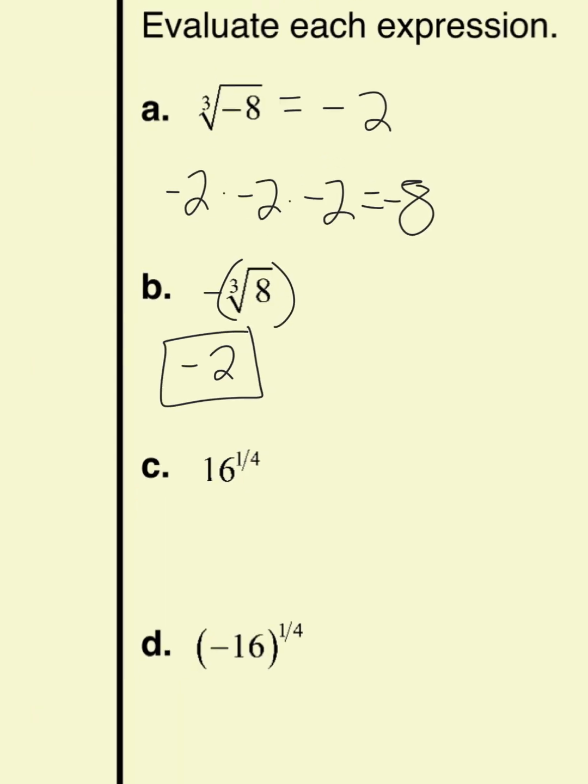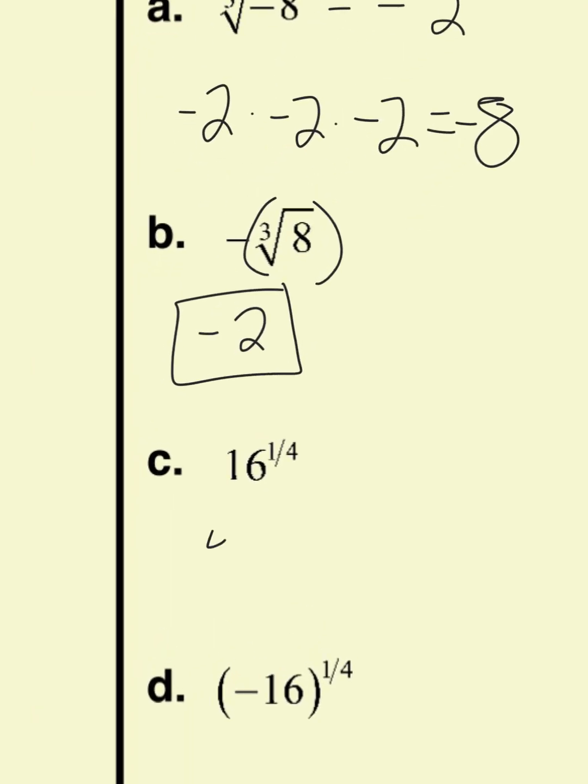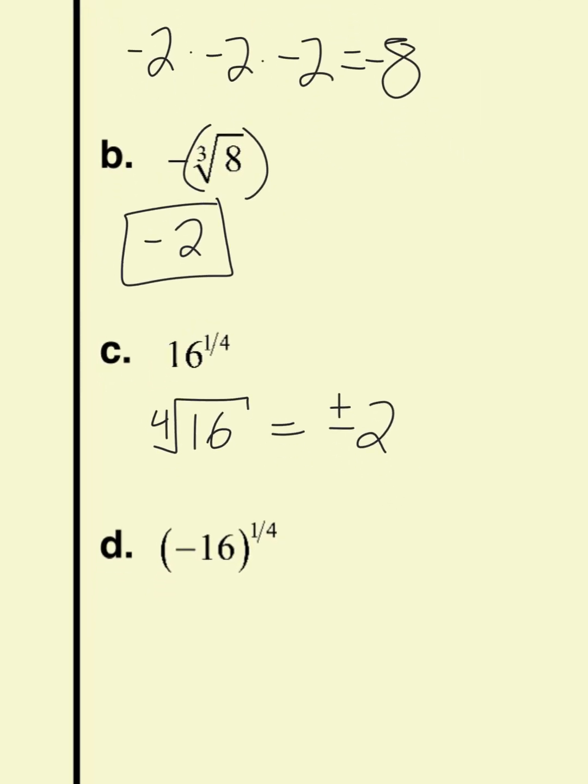All right, 16 to the power of 1/4 can also be written as the 4th root of 16, which is positive or negative 2. And now you guys might be wondering, how do I know it's 2? How am I supposed to know 2 to the power of 4 is 16 off the top of my head? Sometimes with these, you have to guess and check.